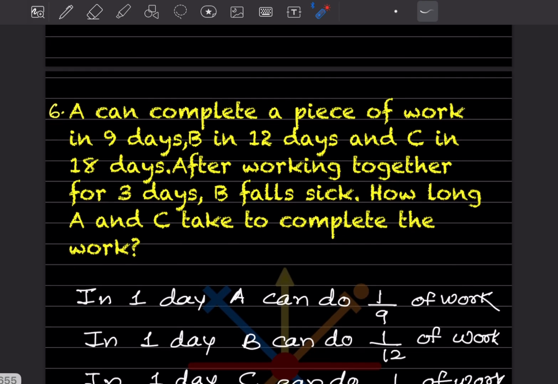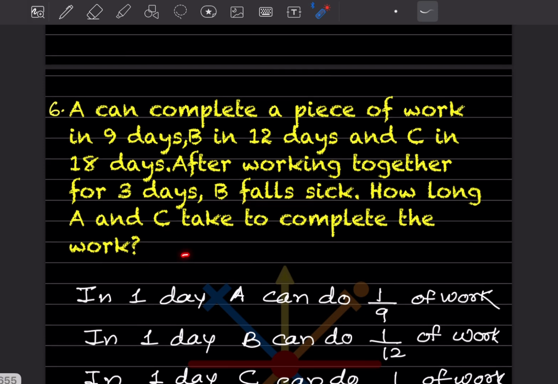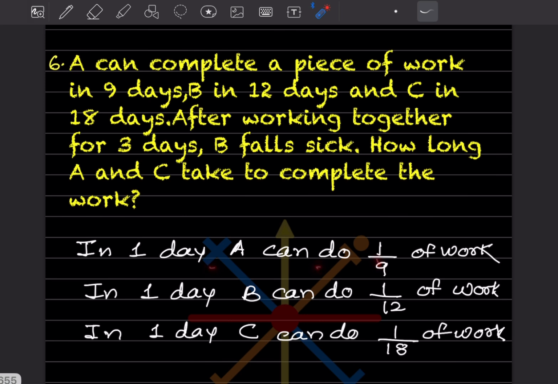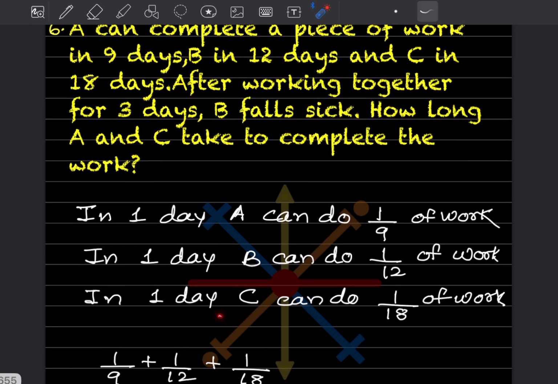Now here A can complete a piece of work in 9 days, B in 12 days, and C in 18 days. After working together for 3 days, B falls sick. How long will A and C take to complete the work? So in one day, A can do 1 by 9. In one day, B can do 1 by 12 of work. In one day, C, given 18, can do 1 by 18.